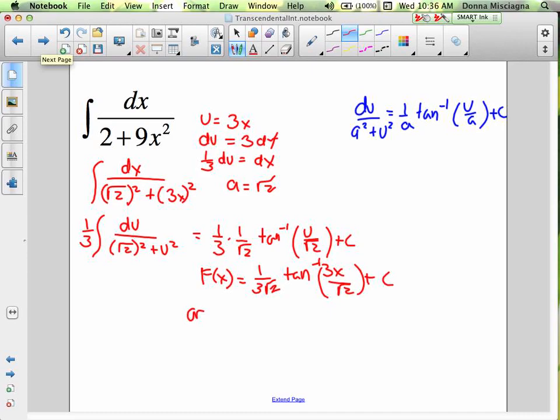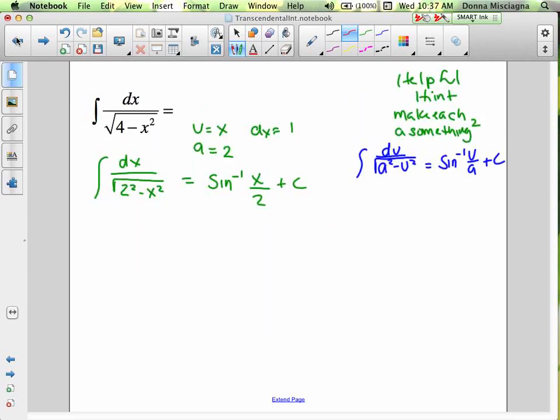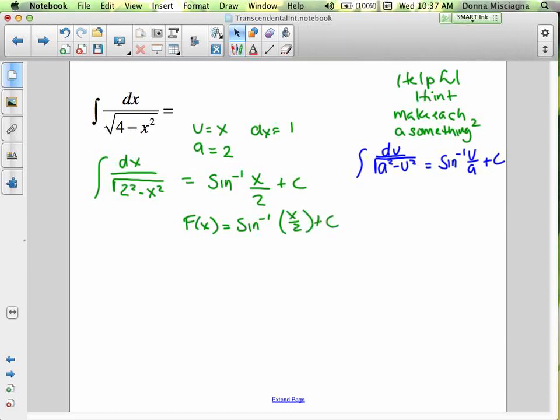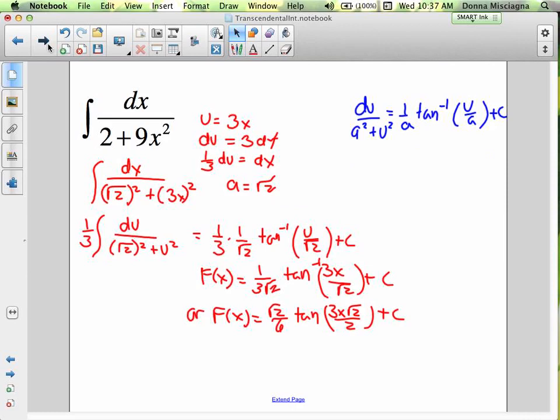So that is a fine answer, or you can write it as f of x equals, if we rationalize, square root of 2 over 6 arctan of 3x times the square root of 2 over 2, and then plus c. But I don't care whether it's rationalized or not. Not a big deal. Let me see if I remember the plus c on the last one. I did. And I really should probably write this as an equation. So f of x equals arcsine of x over 2 plus c. All right, let's try the next one.